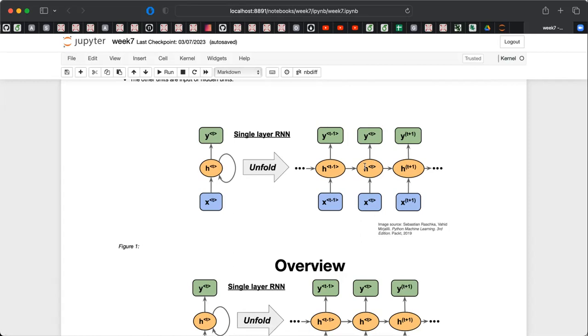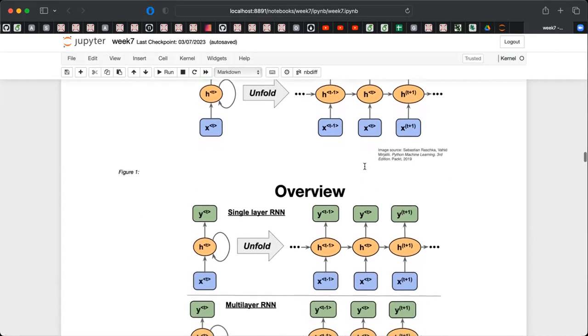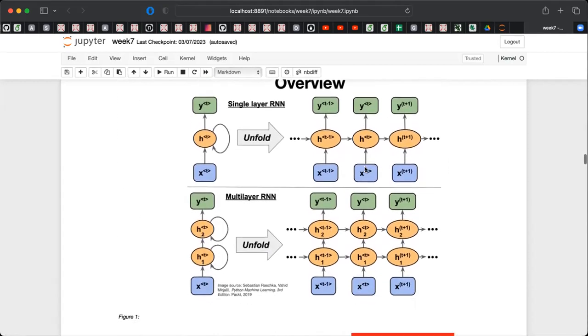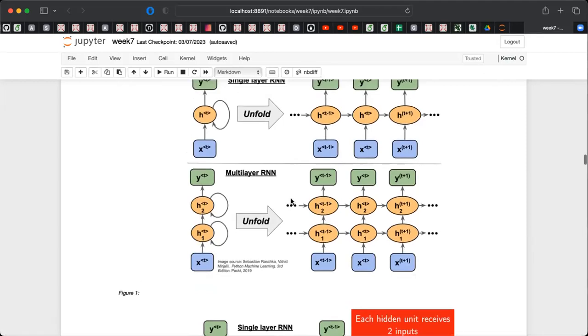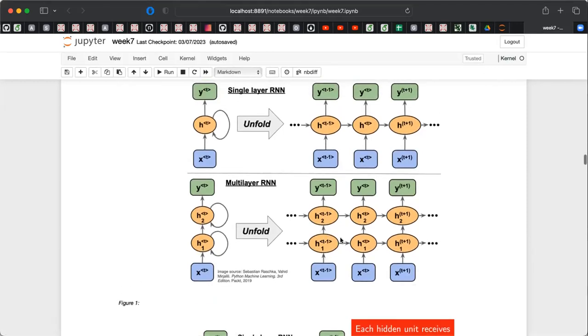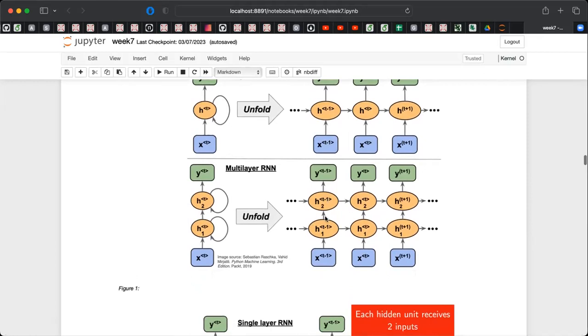So this H here could be one simple hidden layer, or it could be many hidden layers. When you unfold it, you could have a multi-layer recurrent neural network. If you have a classification problem, these could also be convolutional neural networks. So you're not limited by having just a standard feed-forward neural network inside here.